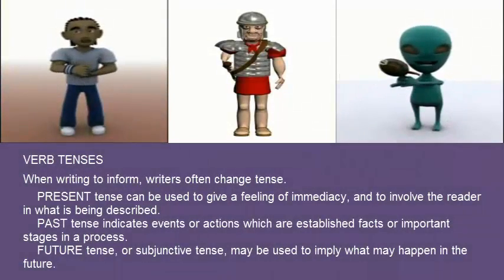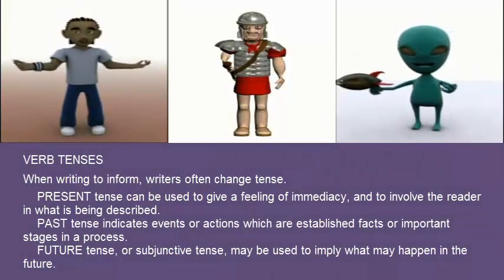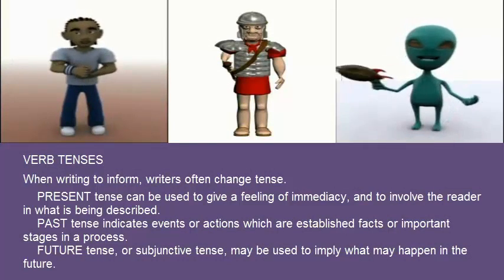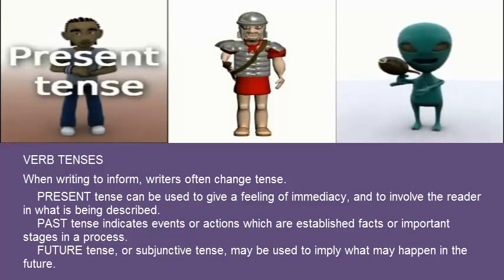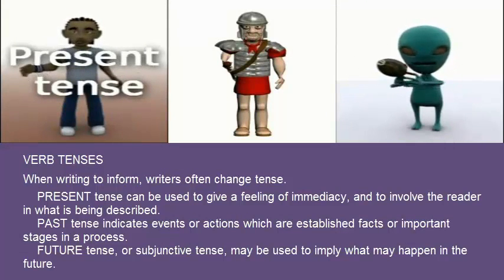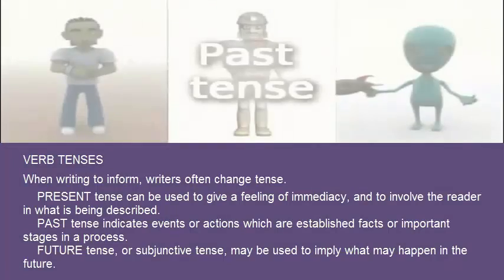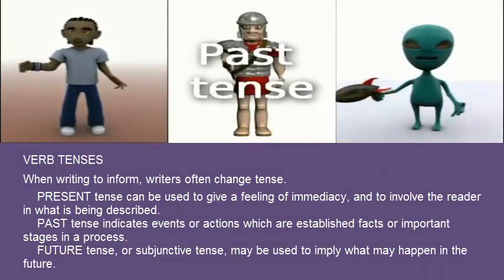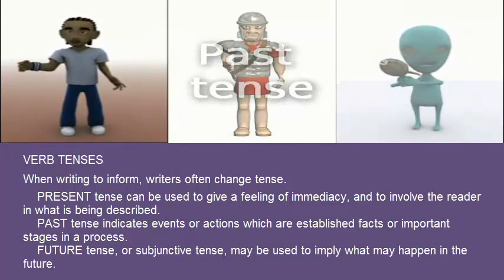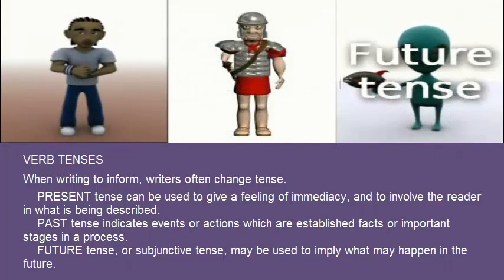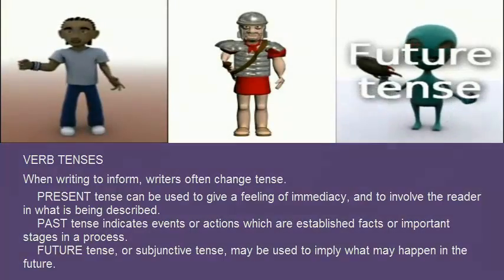Verb tenses. When writing to inform, writers often change tense. Present tense can be used to give a feeling of immediacy and to involve the reader in what is being described. Past tense indicates events or actions which are established facts or important stages in a process. Future tense or subjunctive tense may be used to imply what may happen in the future.